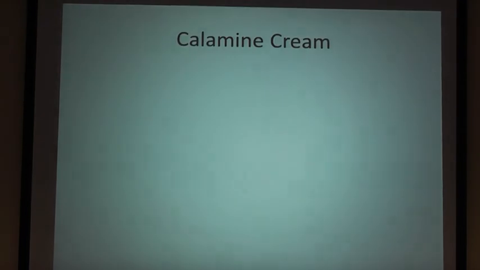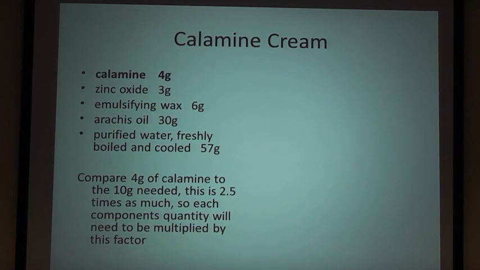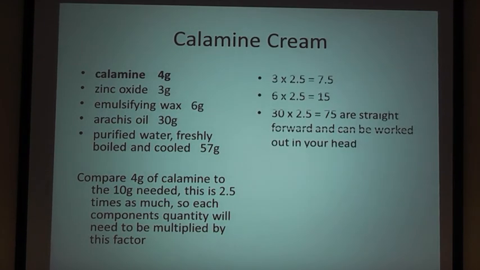Okay, so having a look at this question then, this is the formula. We're saying we've got 4 grams of calamine to 10 grams that we've got. The relationship between 4 grams and 10 grams is 2.5. You've got 2.5 times the amount of ingredients that you had. So therefore everything needs to be multiplied by 2.5. You can make 2.5 times more of the amount of the cream. So therefore it's 3 times 2.5 for the zinc oxide, 6 times 2.5 for the emulsifying wax, 30 times 2.5 for the oil, and then you can work out the total quantity.